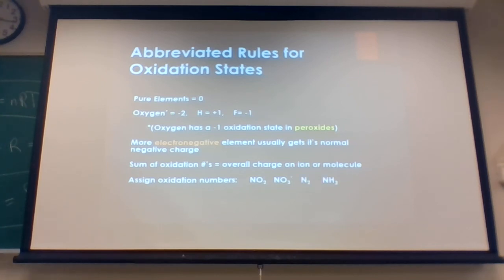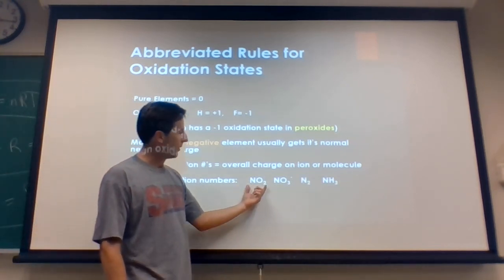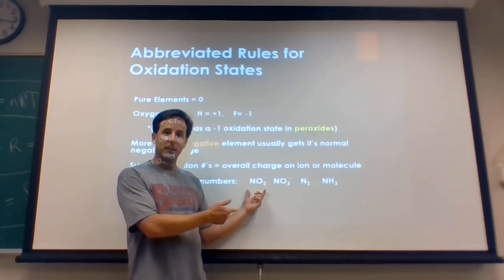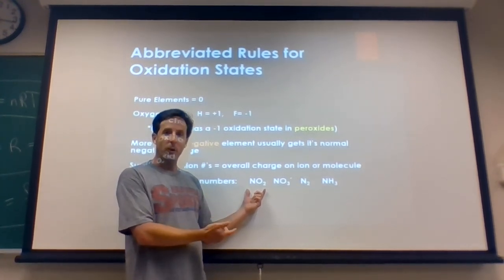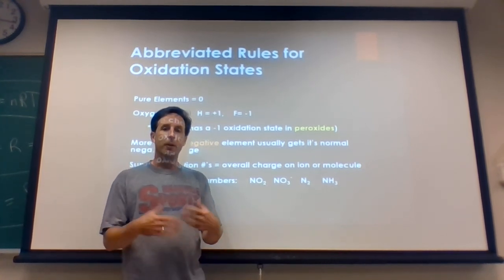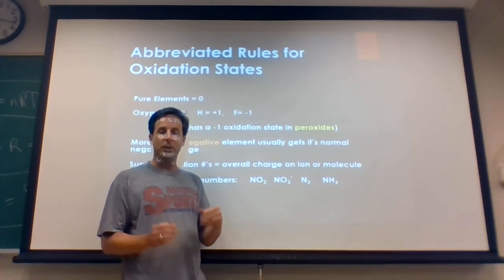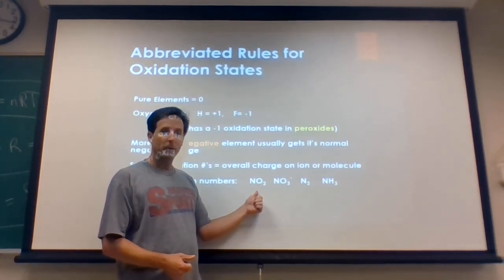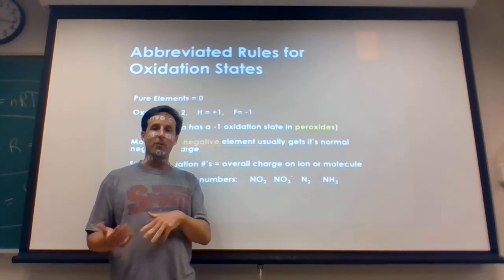So just for practice, we can do a couple of these. I have the NO2 molecule. NO2, the more electronegative element is oxygen, so it's going to get its normal -2 charge. So both oxygens are going to be -2. Cumulatively, that means that the oxygens are contributing a total -4. This is a neutral compound, so that means that nitrogen has to be +4.